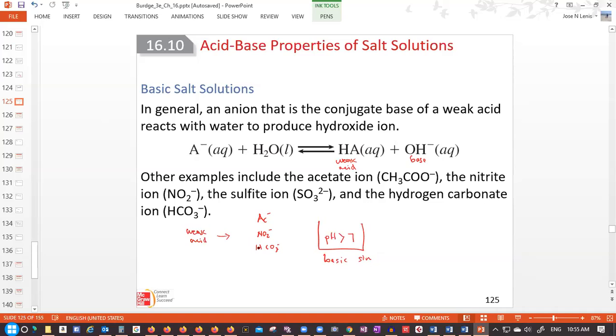What acid made this base? HCO3 minus, hydrogen carbonate or bicarbonate. Yes, the carbonic acid. Interesting, right? Because the weak acids are making these conjugate bases, but these bases, these salts, can react with water, increasing the pH.